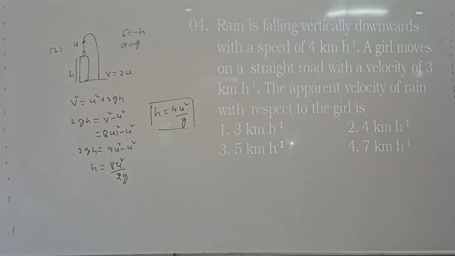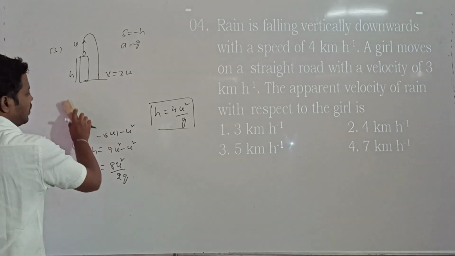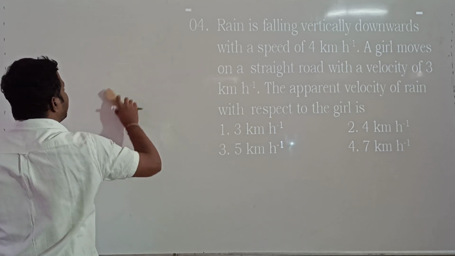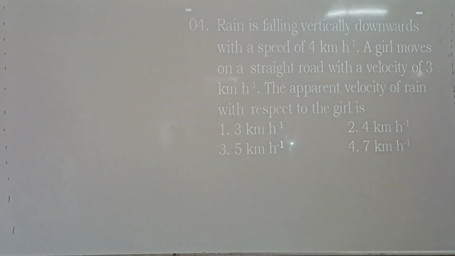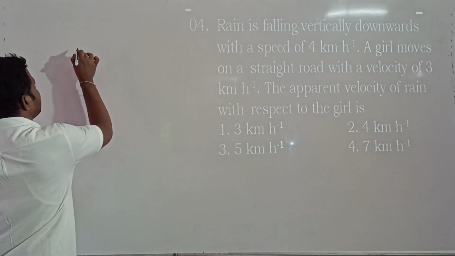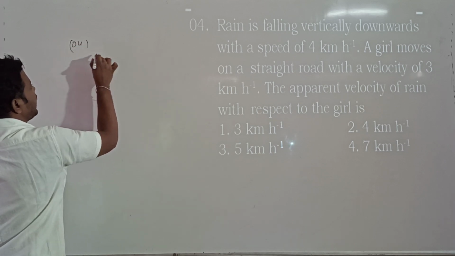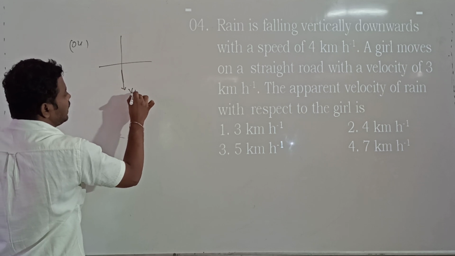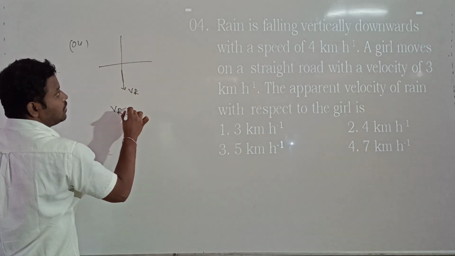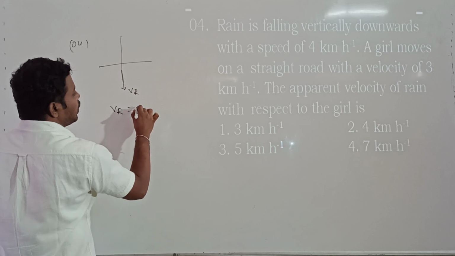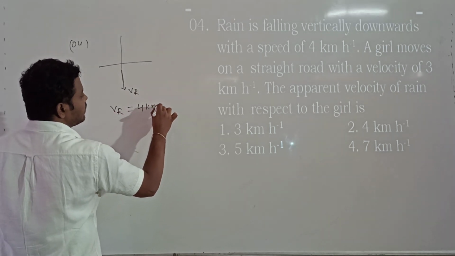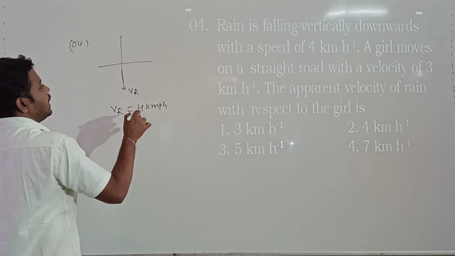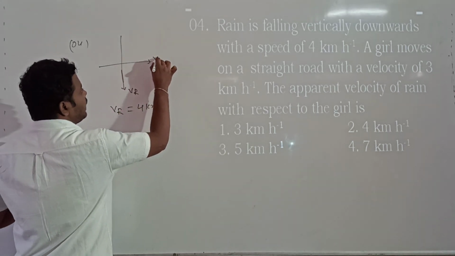Next one. Question number 4. This question is based on relative velocity, the rain and man in rain problem. In this they have given that rain is falling vertically downwards with a velocity, given as VR, how much? That is 4 kilometers per hour. Okay. Then a girl is moving on a straight road with a velocity. So velocity of girl here is vg1.